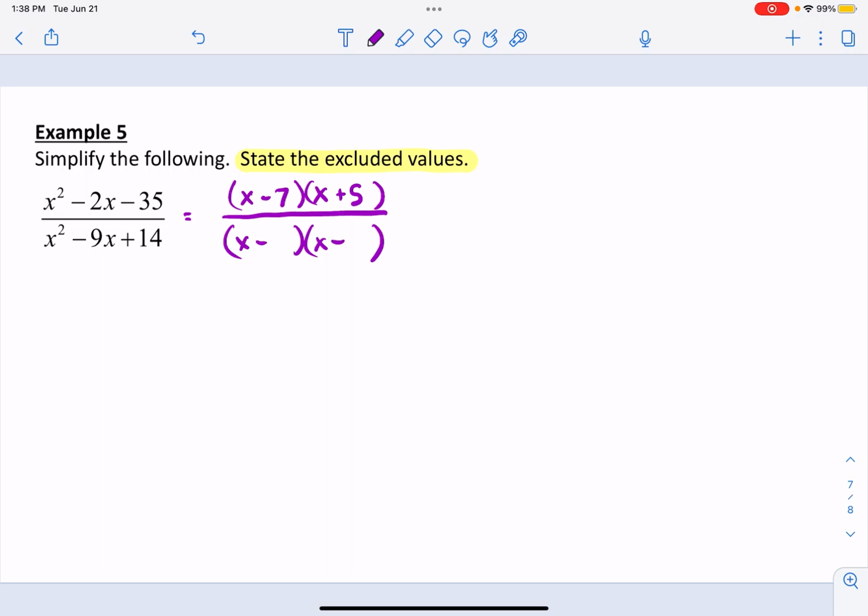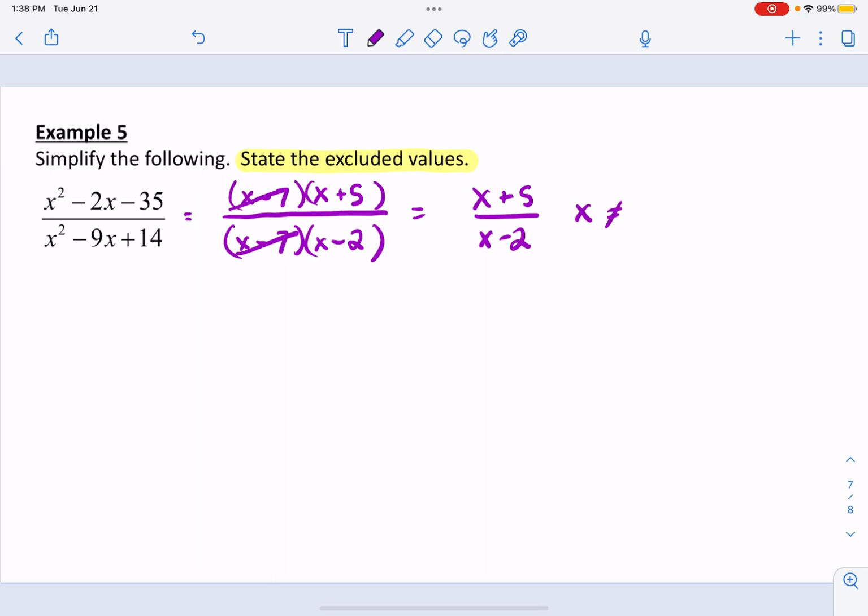Again, look for a factor, okay? 5 doesn't go into 14, but I know 7 does. Negative 7 times negative 2 equals a positive 14. Negative 7 plus a negative 2 is a negative 9. So my x minus 7's cancel. So this simplifies to x plus 5 over x minus 2.